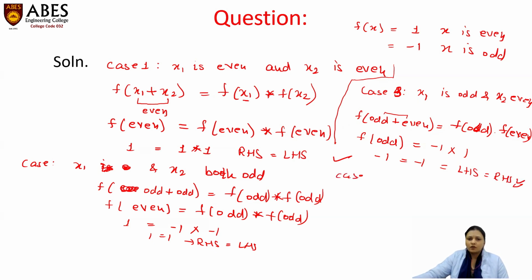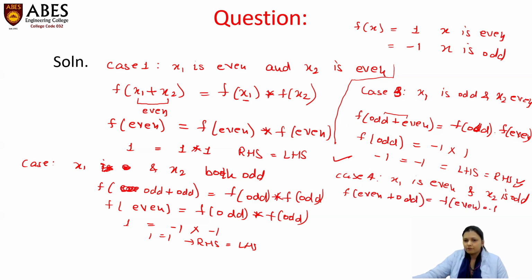Similarly, case 4, where we will take x1 is even and x2 is odd. Here also we will check the condition of homomorphism. F of even plus odd is equal to f even into f odd. So here also f of even plus odd will always give us odd. So -1 is equal to -1 into 1. Here also we get -1 is equal to -1. Hence LHS is equal to RHS.